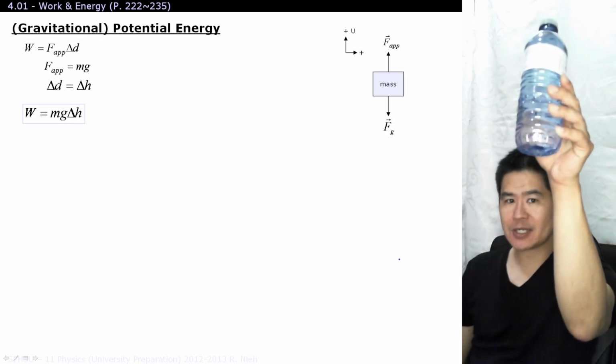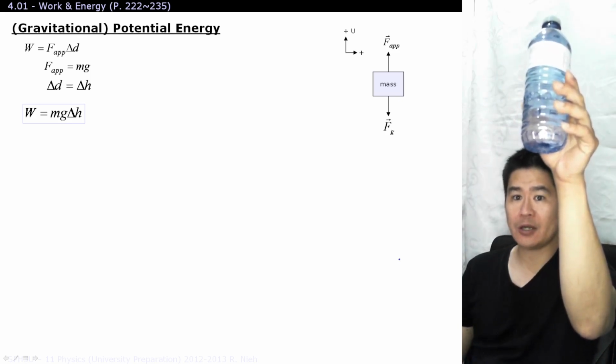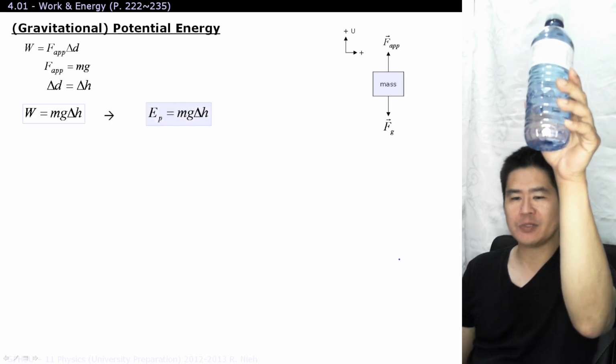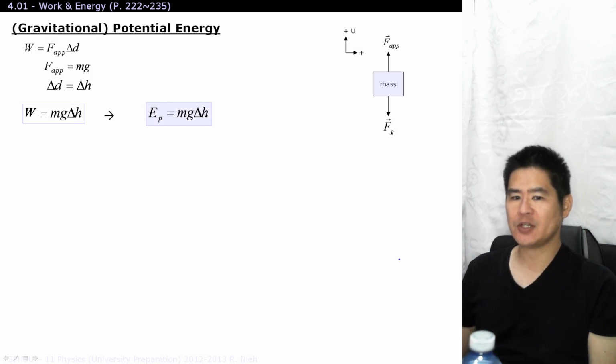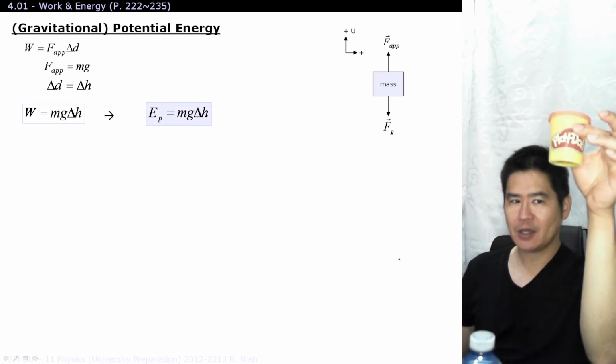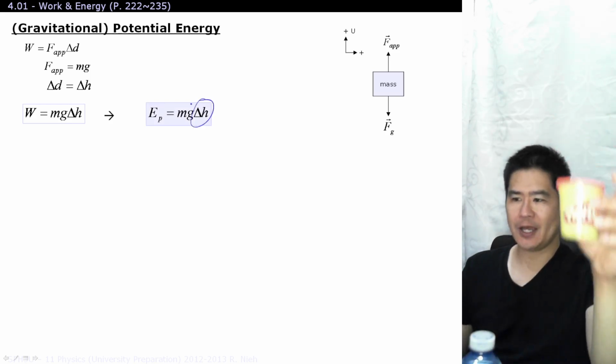And once I've lifted it up to this height, it now has stored energy in the form of gravitational potential energy. All right, so Ep is the amount of gravitational potential energy an object has once you've lifted it up a particular height.